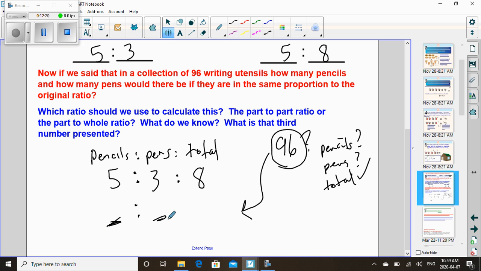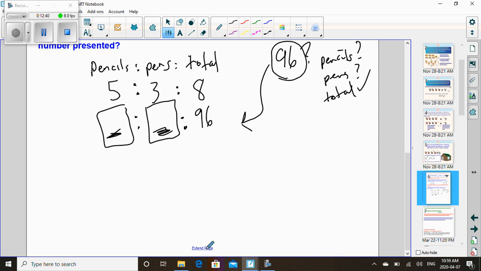It doesn't represent pen, so I'm not going to put it there. It represents total, so I'm going to put it there. And then I'm going to solve for the other two unknowns. Okay? I'm going to solve those guys. Now, there's relationships here. We always find relationships in numbers. Now, the relationship that I think you should be looking at is, how did 8 become 96?